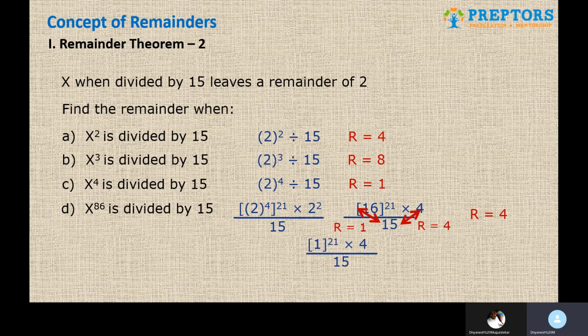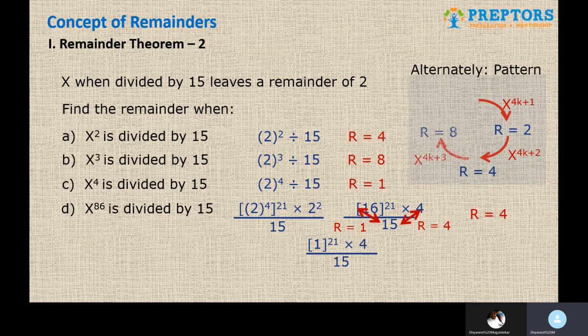So this is how the simplification will work. The only thing that you are going to require is which power of the given number, when divided by the given divisor, will give you the remainder either as plus 1 or minus 1. That's the only thing you need to figure out, and then after that you need to do the mathematical simplification.